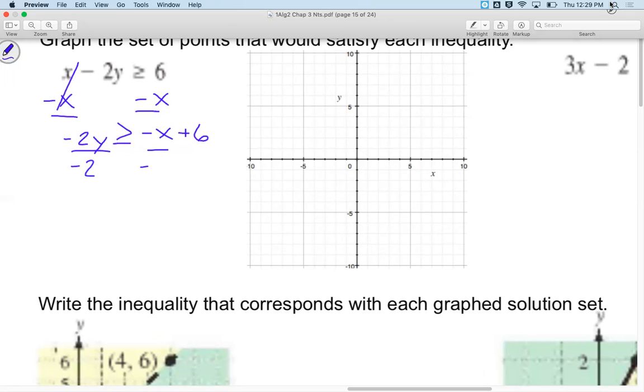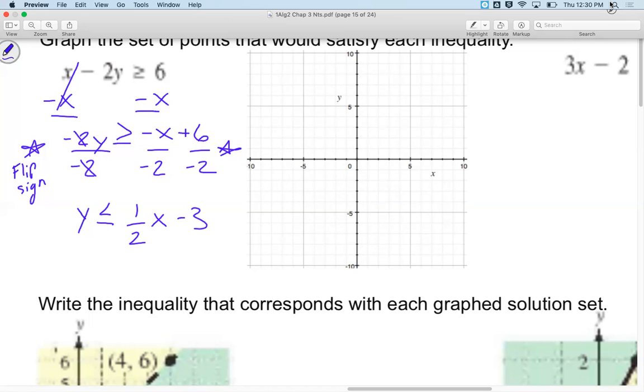Now, Hannah said when you divide by a negative, you have to flip your sign. Okay? So negative 2 divided by negative 2, they cancel. So I have y, flip my sign. Negative x over negative 2 is 1/2 x. 6 divided by negative 2 is negative 3. Nikki, are you with me here? Anna, you with me?